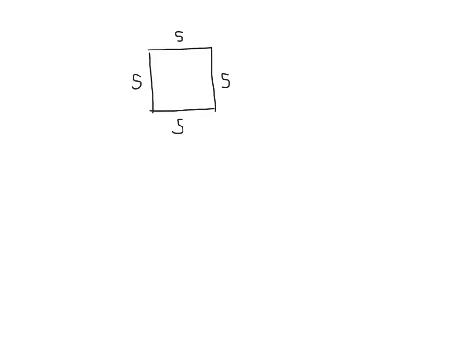So we're comparing perimeter to area. Perimeter is just distance around, and so we can find the distance around by just adding up all of those sides together. So we're basically just adding 4 S's together, which makes our perimeter equal to 4S.